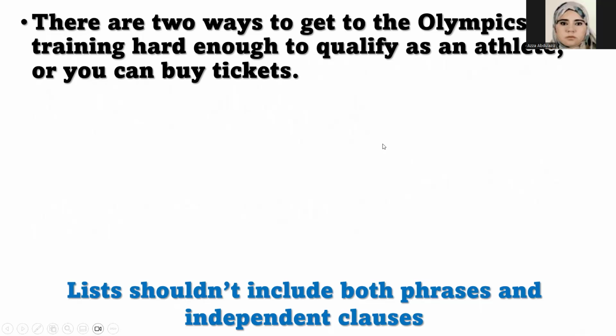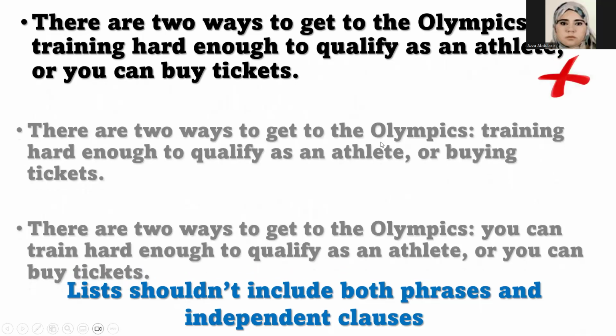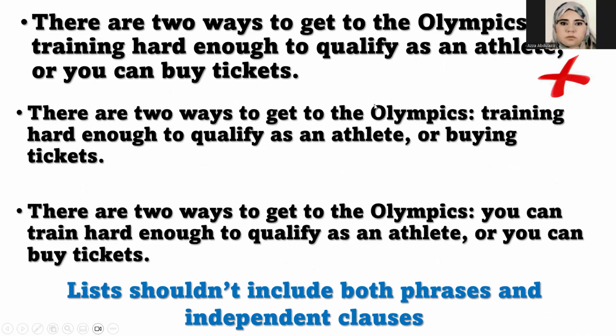The first suggestion is: there are two ways to get to the Olympics: training hard enough to qualify as an athlete or buying tickets. In this example, we kept the phrase. But in the other example: there are two ways to get to the Olympics. You can train hard enough to qualify as an athlete, or you can buy tickets. Here I kept both independent clauses.